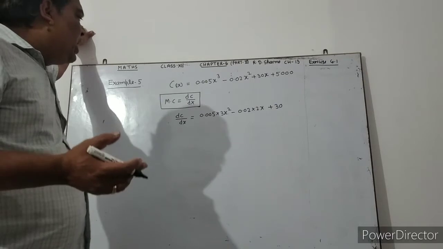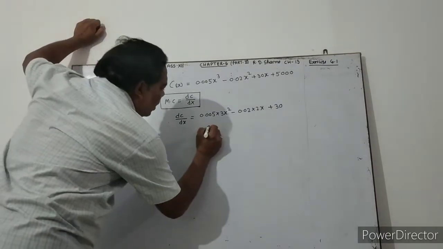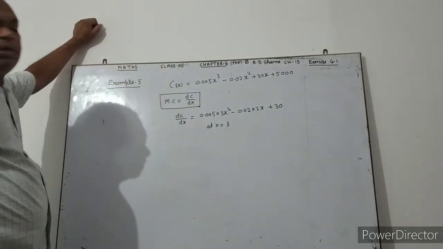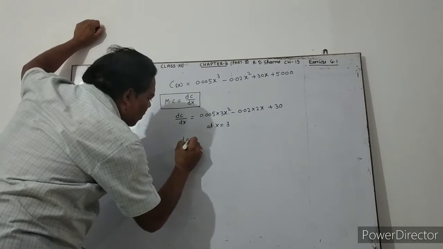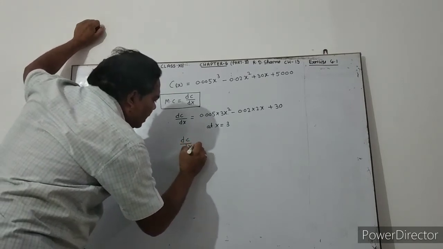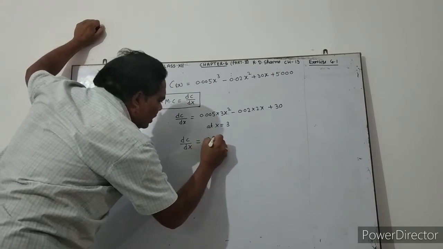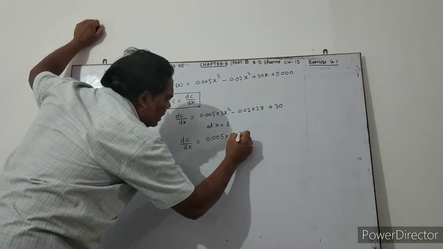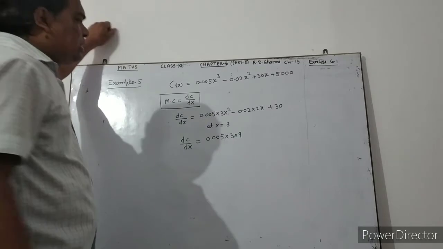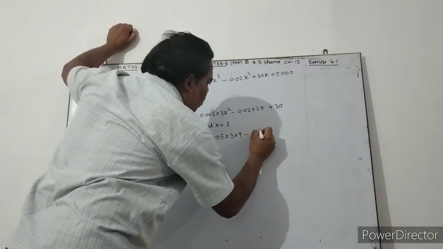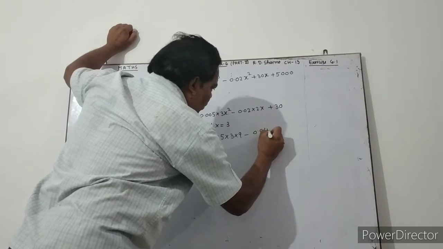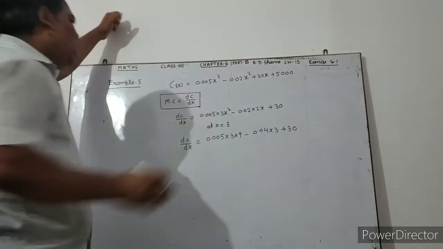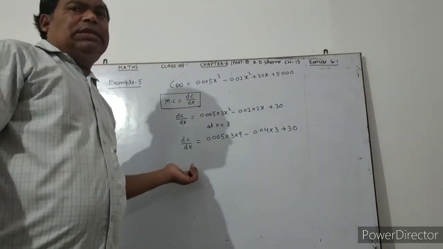What is the marginal cost at x equal to 3? Now, you put the value x equal to 3. At x equal to 3, dC upon dx is 0.005 into 3 into 9 minus 0.04 into 3 plus 30. You solve this and find the value of the rate of change in the cost.